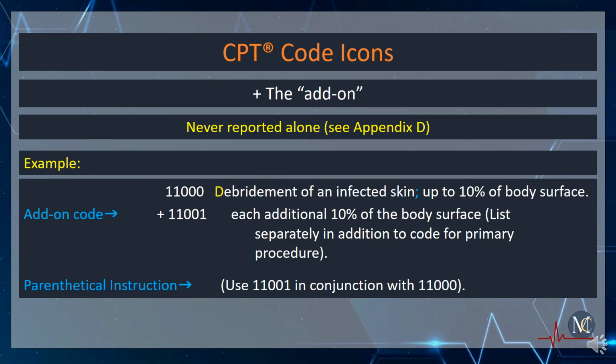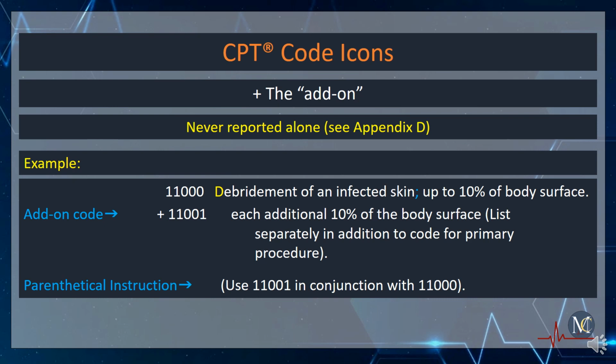In CPT coding, there are various icons that provide additional information about specific codes. These icons serve as important visual clues for medical coders, helping them navigate the complexities of medical procedures and guidelines. Let's discuss CPT medical coding icons and learn how they contribute to the accuracy and efficiency of the medical coding process. Let's start with the add-on code.